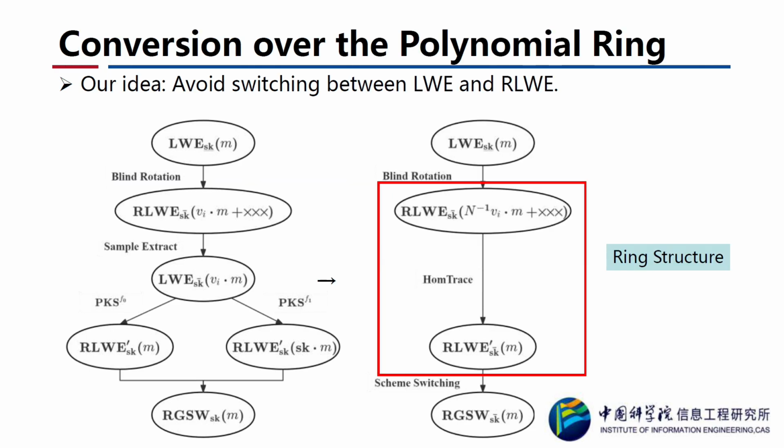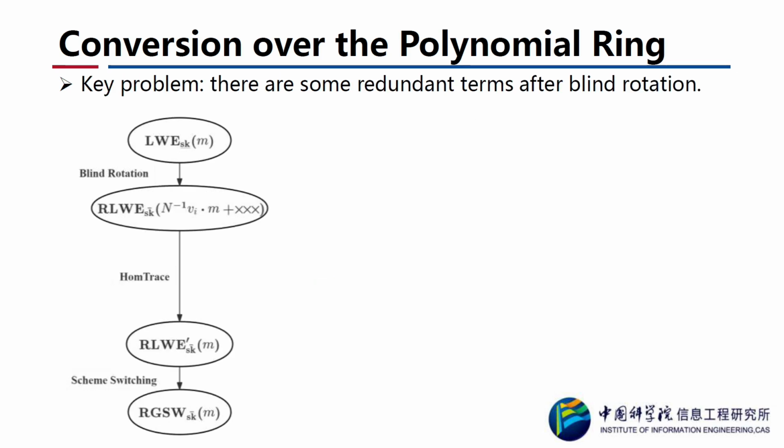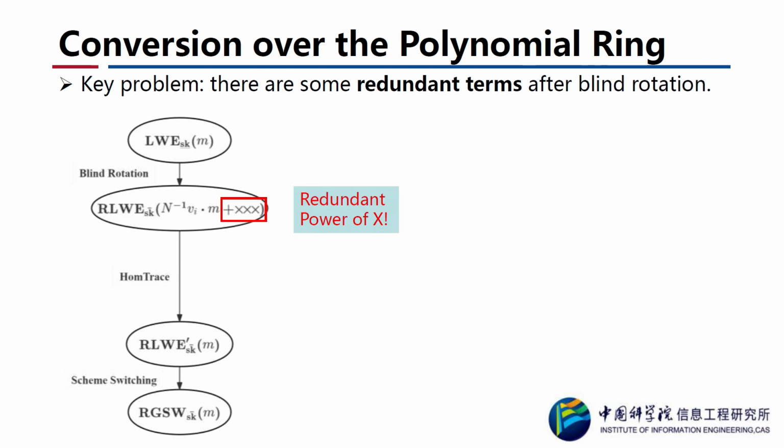So our idea is a conversion over the polynomial ring. Then we can avoid switching between LWE and RLWE, and RLWE and RLWE. And we can use NTT, the number theoretic transform, to accelerate the polynomial multiplications. But there is a key problem. The key problem is that if we do not use sample extract to extract the LWE ciphertext from the RLWE ciphertext, then there will be some redundant terms after blind rotation. Like this, there are some redundant powers of x.